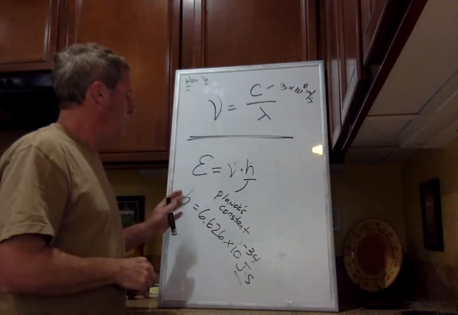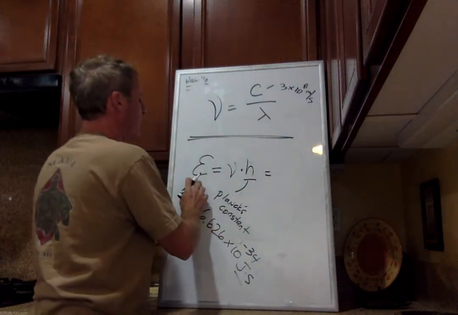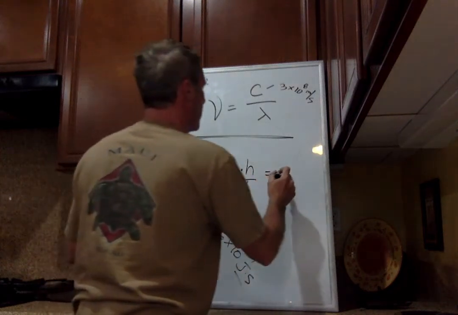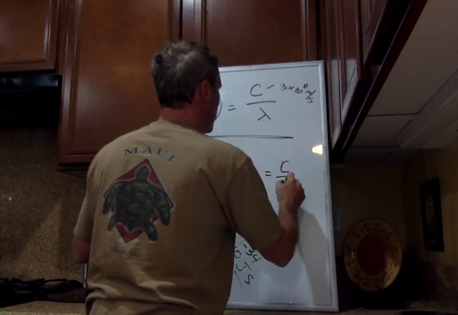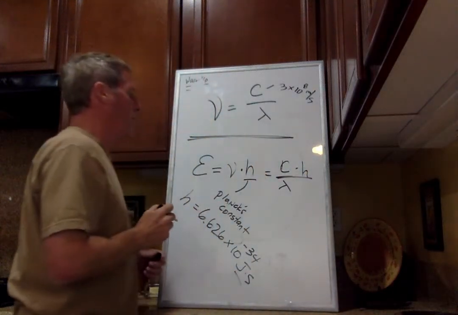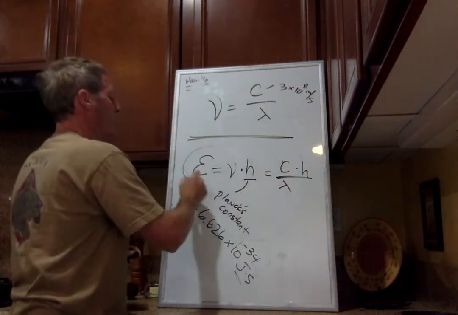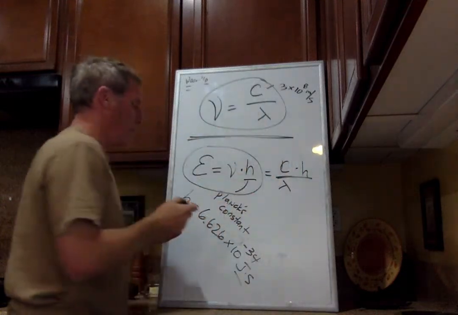Now, finally, there's one last way that you can look at this equation. Instead of being energy is frequency times Planck's constant, it's also the speed of light over wavelength times Planck's constant. And so this is another way that you can represent it. I would suggest you memorize this equation and you memorize this equation and what all the symbols mean.